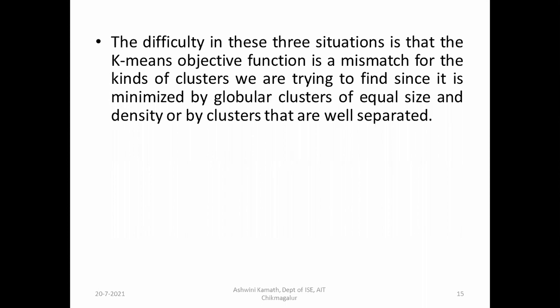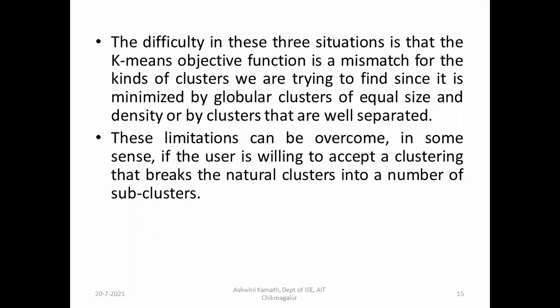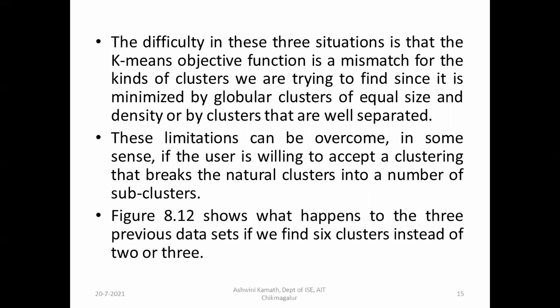If the density changes, if the size changes, and if the shape changes, then it will not create the clusters properly. These limitations can be overcome in some sense if the user is willing to accept a clustering that breaks the natural clusters into a number of subclusters. That is, increase the number of clusters. Instead of creating 3 clusters, create 6 clusters. Instead of creating 4 clusters, create 8 clusters. If that is the case, then it will create the natural clustering.